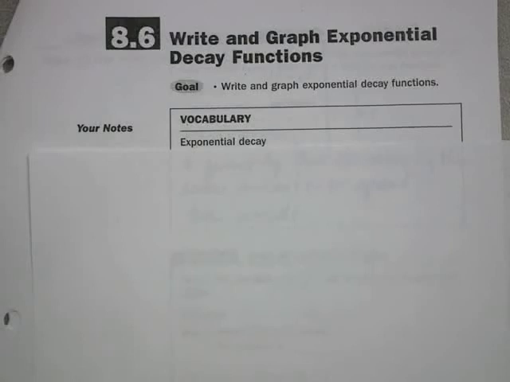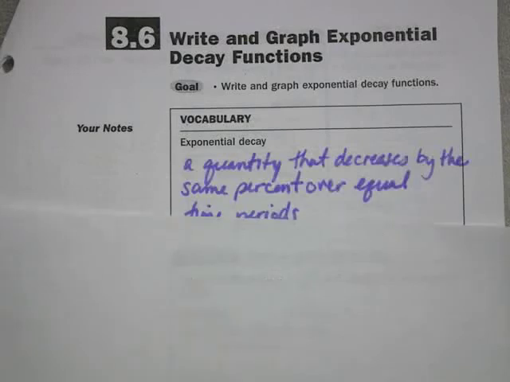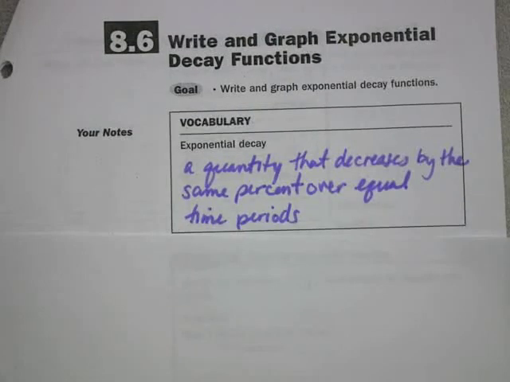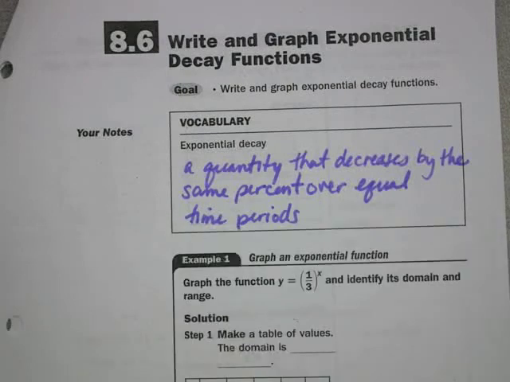All right, this is 8.6, writing and graphing exponential decay functions. We've already done growth functions, so now this is decay. So think about it in real life. What does decay mean? Our vocabulary definition here is that it's a quantity that decreases by the same percent over equal time periods. So let's take a look at what a decay graph and equation looks like.